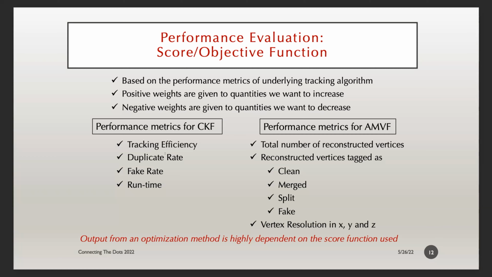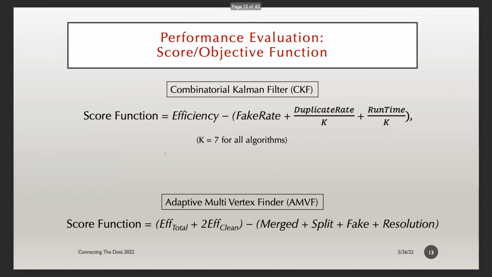Based on these metrics, we have tried to construct the score functions for CKF and AMVF. For the CKF, we have this score function that we finalized after iterating over different versions. We have given a positive weight to the efficiency and a negative weight to all the 3 factors. And we have given less weightage to the duplicate rate and the runtime by using this factor K, which is 7 for our algorithms. We have not given any less weightage to fake rate because the fake rate is already very low for our algorithm, so this is not really going to affect much. So this is what we have for CKF.